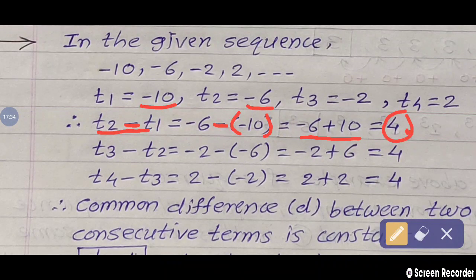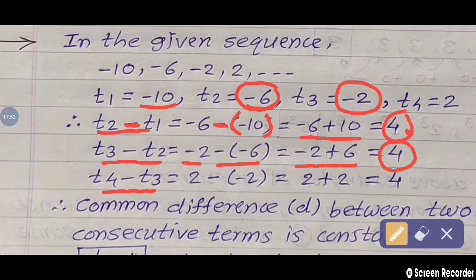Next difference is T3 minus T2. Now third term is minus 2, minus, second term is minus 6, that we are substituting here. So minus of minus is plus. So minus 2 plus 6 means nothing but again 4. And one more difference, T4 minus T3, the difference between the fourth term and third term. Fourth term is 2 minus our third term, minus 2. Minus of minus is plus here. So 2 plus 2 is again answer 4.